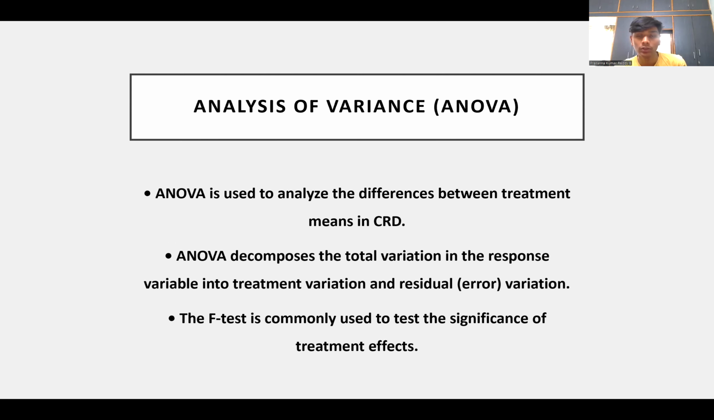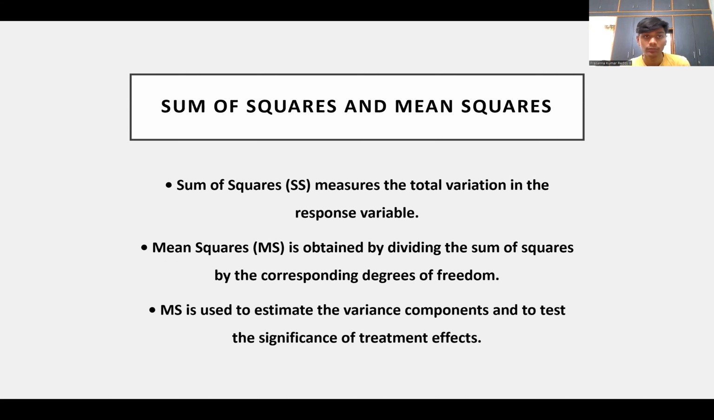Analysis of variance, which is also called ANOVA. ANOVA is used to analyze the difference between treatment means in CRD. ANOVA decomposes the total variation in the response variable into treatment variation and residual error variation. The F test is commonly used to test the significance of treatment effects.